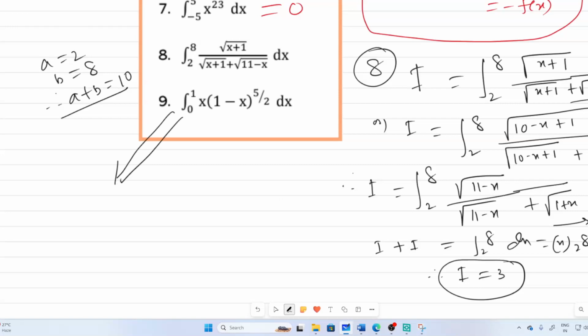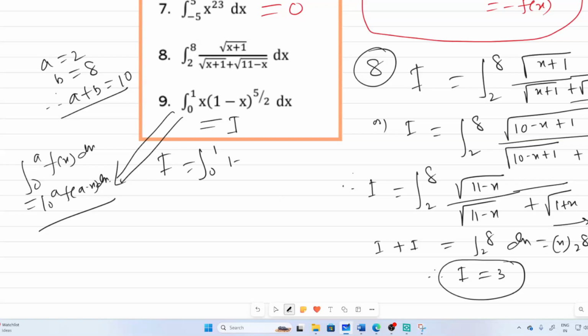Next one also we are going to apply this property. 0 to a f(x) dx is 0 to a f(a minus x) dx. So this you write, let this be equal to I. So I equal to 0 to 1, x you replace by 1 minus x. So I is equal to 0 to 1, x to the power 5 by 2, 1 minus x dx. Now multiply and separate.